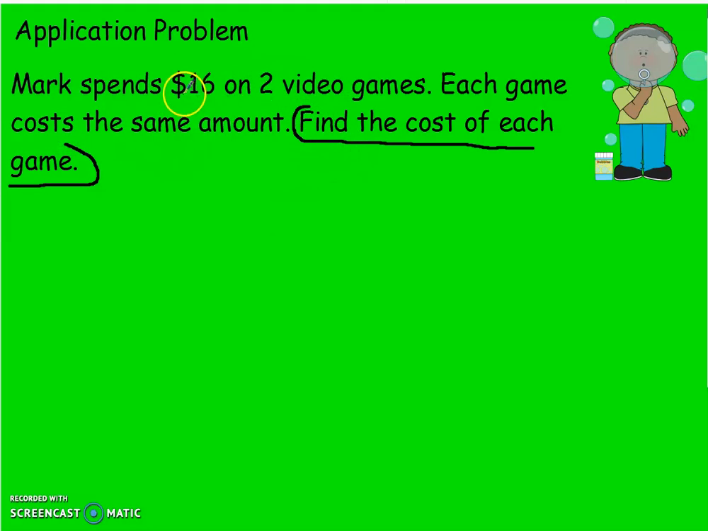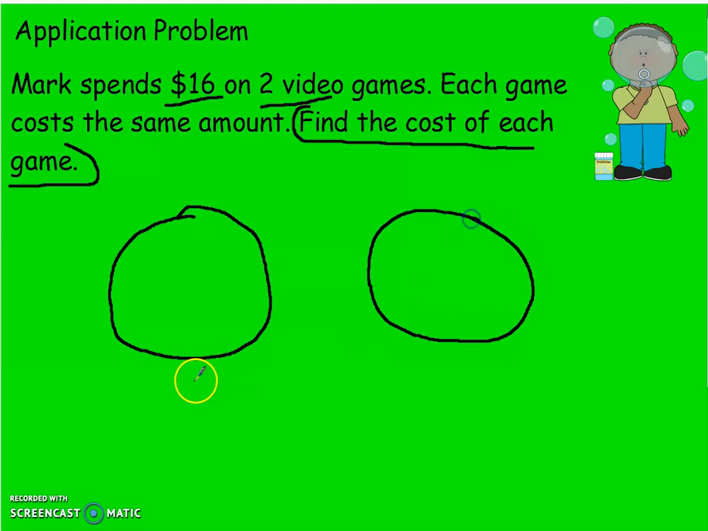Well, how many games are there? It says Mark spends $16 on 2 video games. So we have 2 groups. This is our first group, and this is our second group. So this is video game 1, and this is our video game number 2.